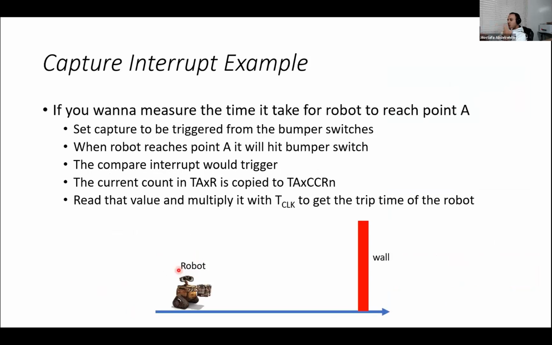This is an example here. You have a robot, which should have a bumper switch, although this picture has no bumper switch. Whenever it hits the wall, the current count in the TAxR register will be copied to the TAxCCRn register. Any one of the registers, you will define it 0, 1, 2, 3, or 4. Then, if you multiply this value by T clock, the time of a clock, for example, if the clock is 3 megahertz, you multiply this value by 1 over 3 megahertz, then you get the time of the trip from that position until it hits the wall. Okay.